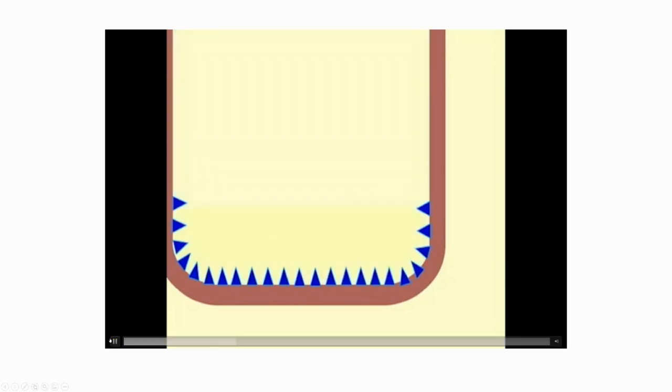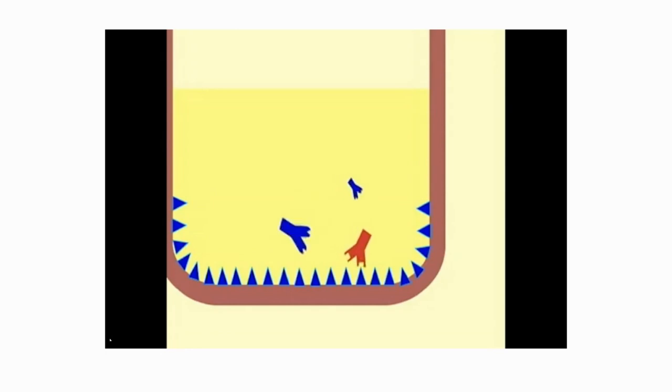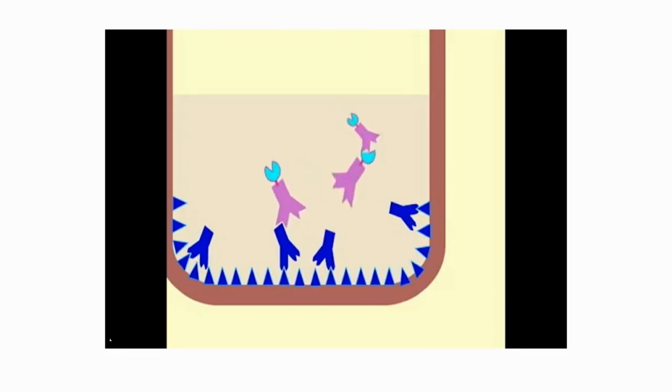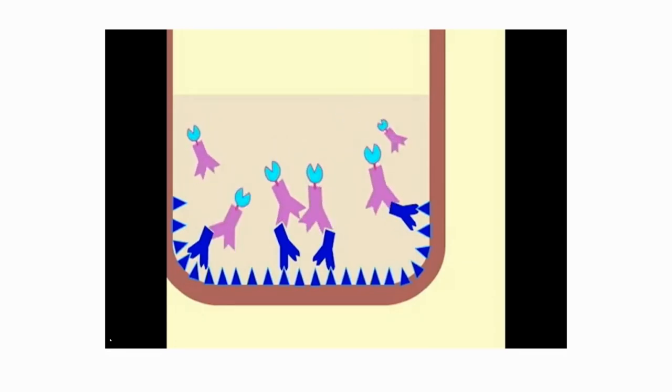To begin testing, the wells are filled with dilutions of the patient's serum. If antibodies against the antigen are present, they will bind to the antigen fixed to the bottom of the wells. But only antigen-specific antibodies will bind to the wells. The wells are then washed out to remove all unbound antibodies. Next, the solution of an animal antibody against human antibodies is added. This second antibody is covalently conjugated to an enzyme. The wells are washed again, this time to remove any unbound enzyme-conjugated antibody.